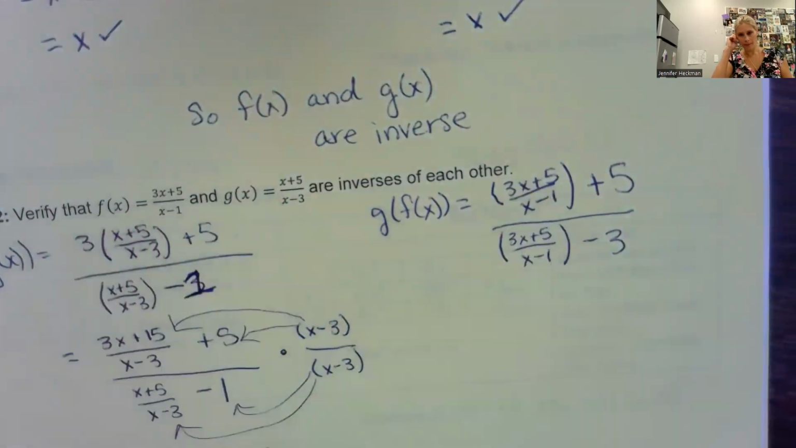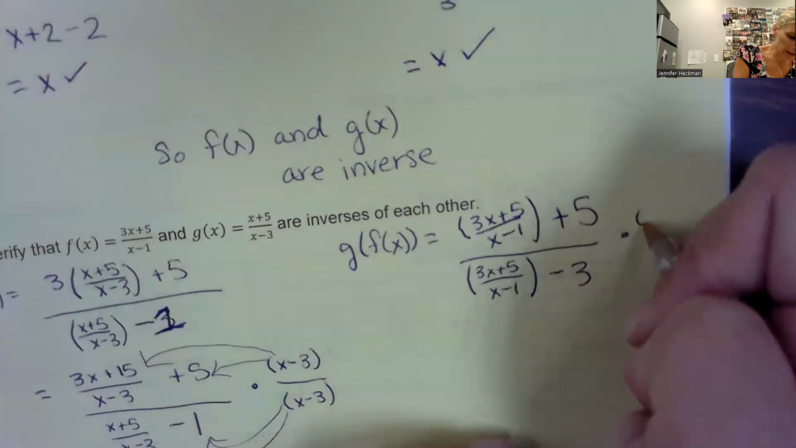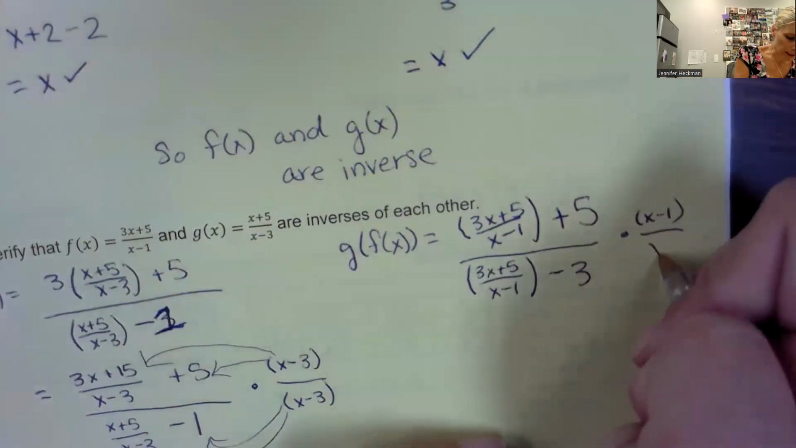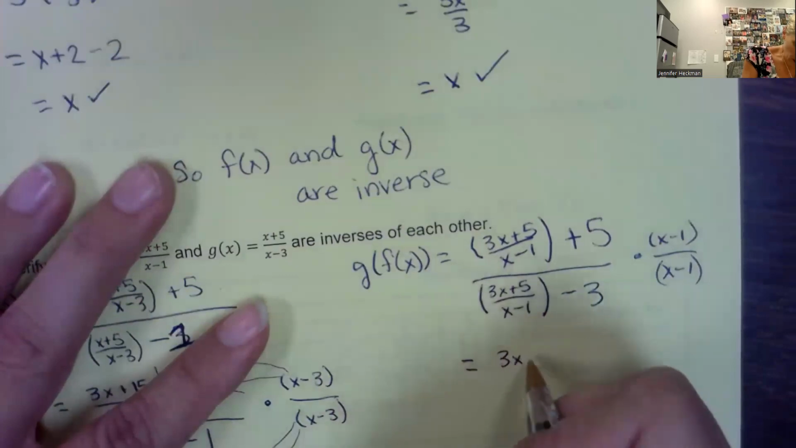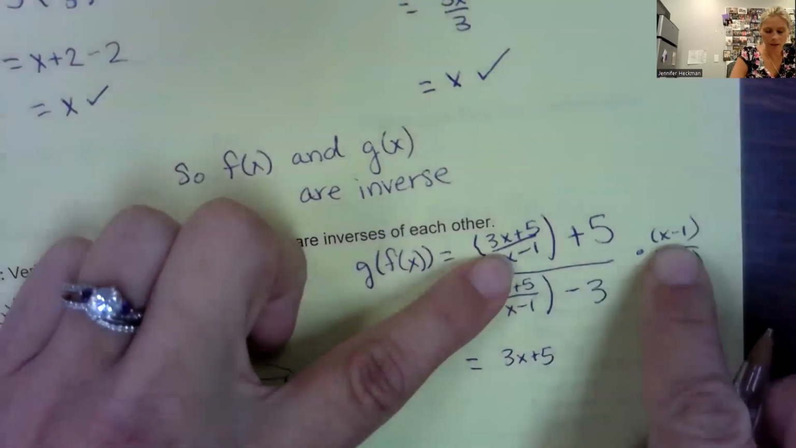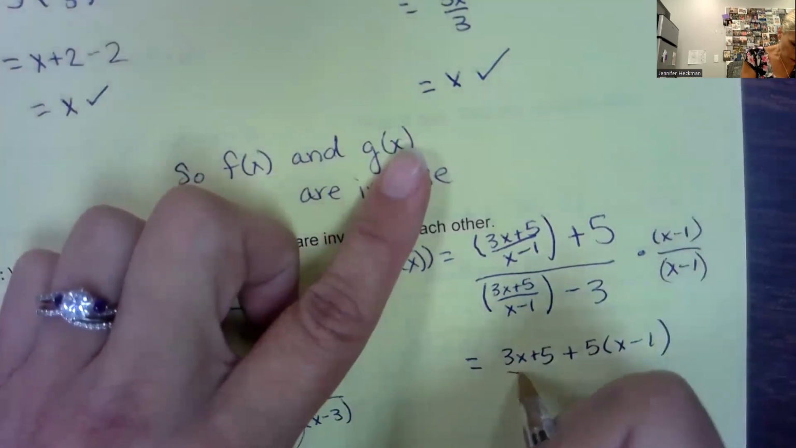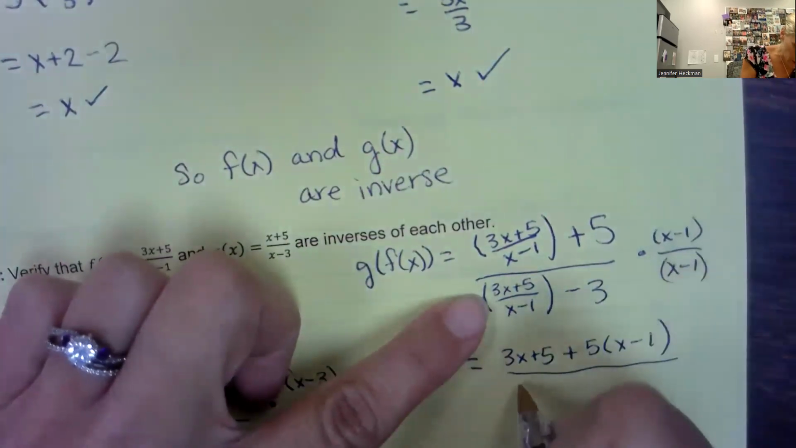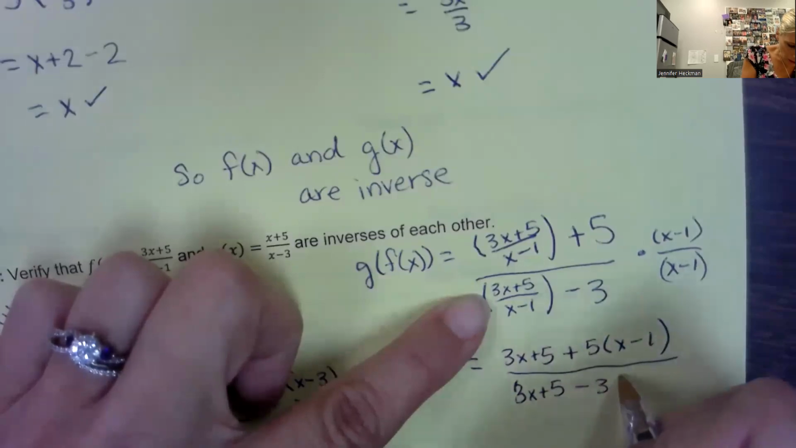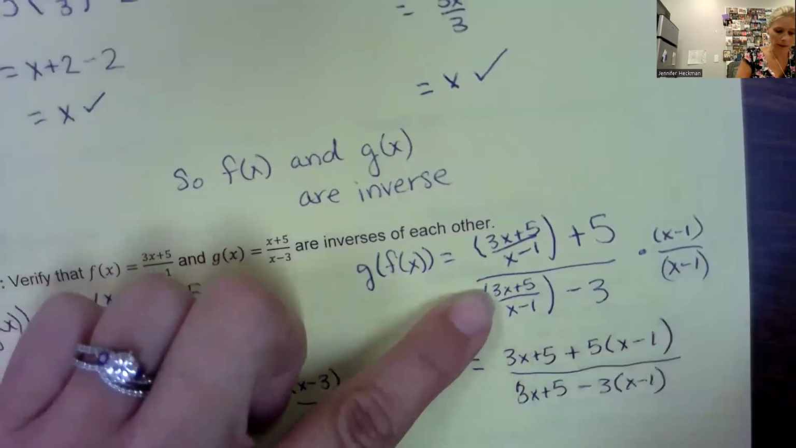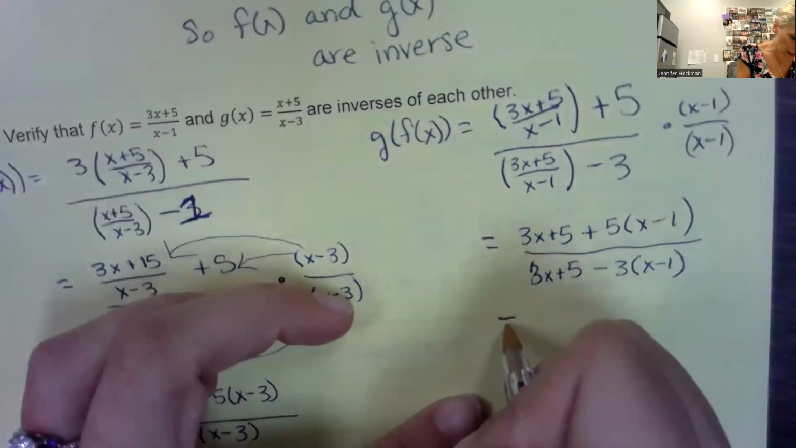So again, it looks like g of x, but wherever we have x, we actually put the function in. All right, this one here, we're going to do exactly what we did before, but instead we're going to multiply it by x minus 1 over x minus 1. So that gives us 3x plus 5, because that first term they cancel, plus 5 times x minus 1, all over, that term on the denominator cancels, so we have 3x plus 5 minus 3 times x minus 1. Because again, we're distributing this to each term.